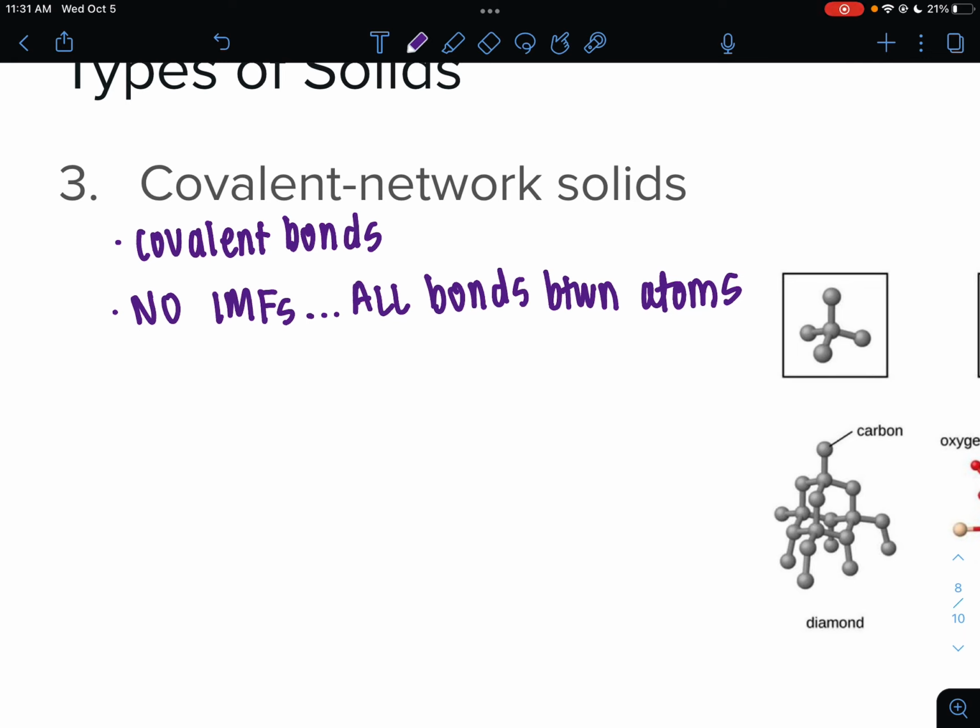All right. Examples that you need to know, that would make a covalent network, because there's a limit to these. So examples to know would be carbon, which is either graphite or diamond.